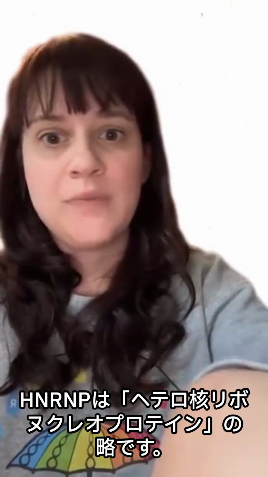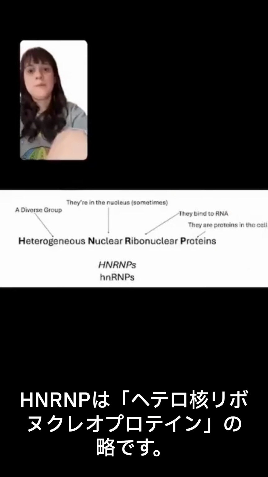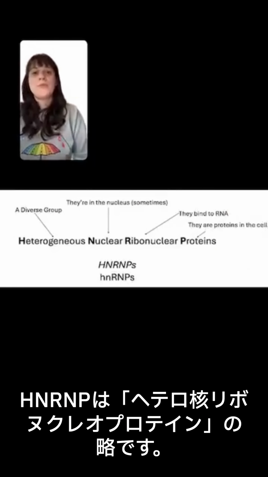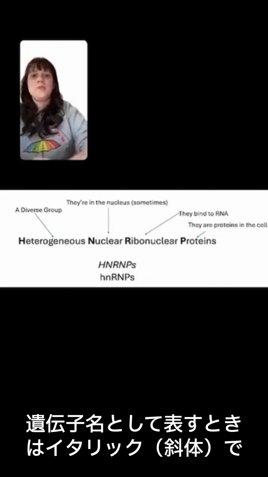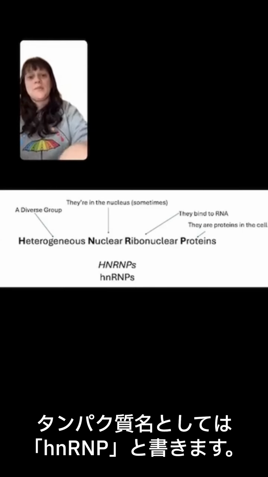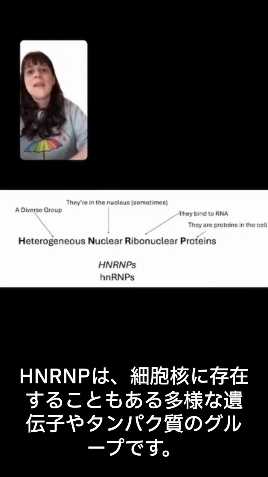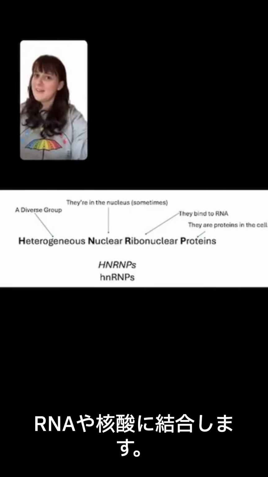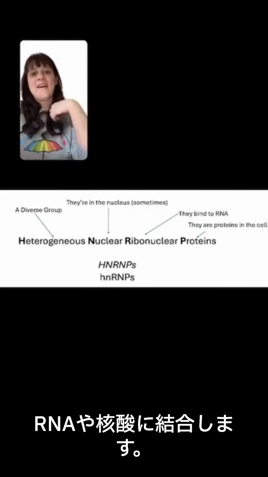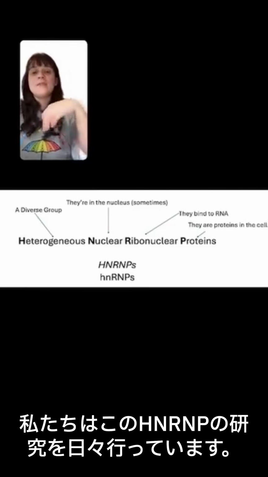And first, the HNRNPs stands for heterogeneous nuclear ribonuclear proteins, which of course is difficult to say. When we have the gene, we do it in italics, and when we have it as a protein, we have the lowercase hn and then the capital RNP. And what this means is it's a diverse group of genes or proteins that sometimes are in the nucleus, that bind to RNA and nucleic acids, and are proteins in the cell. And so these are what we look at all the time here.